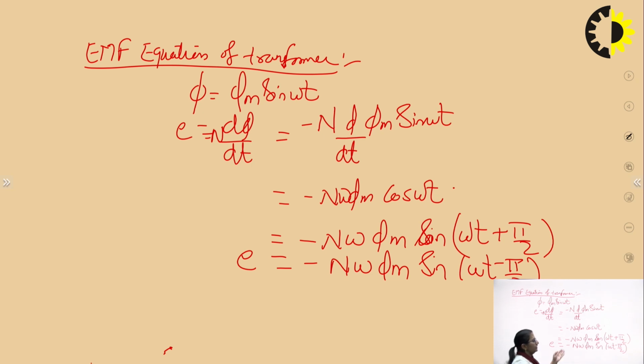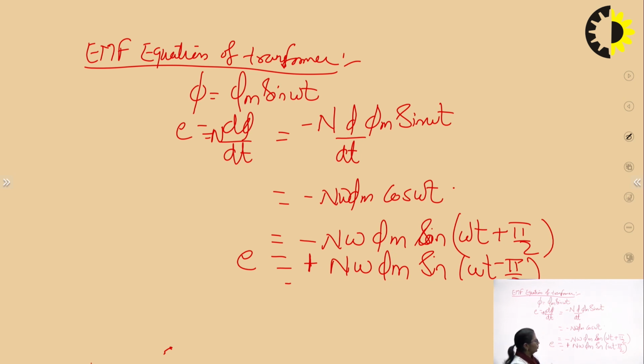That is given by minus n omega phi m. Now, this becomes positive. We have reduced this. So, this becomes n omega phi m sine omega t minus pi by 2. From this very equation, we came to know that the induced EMF will lag the flux by 90 degrees, right?